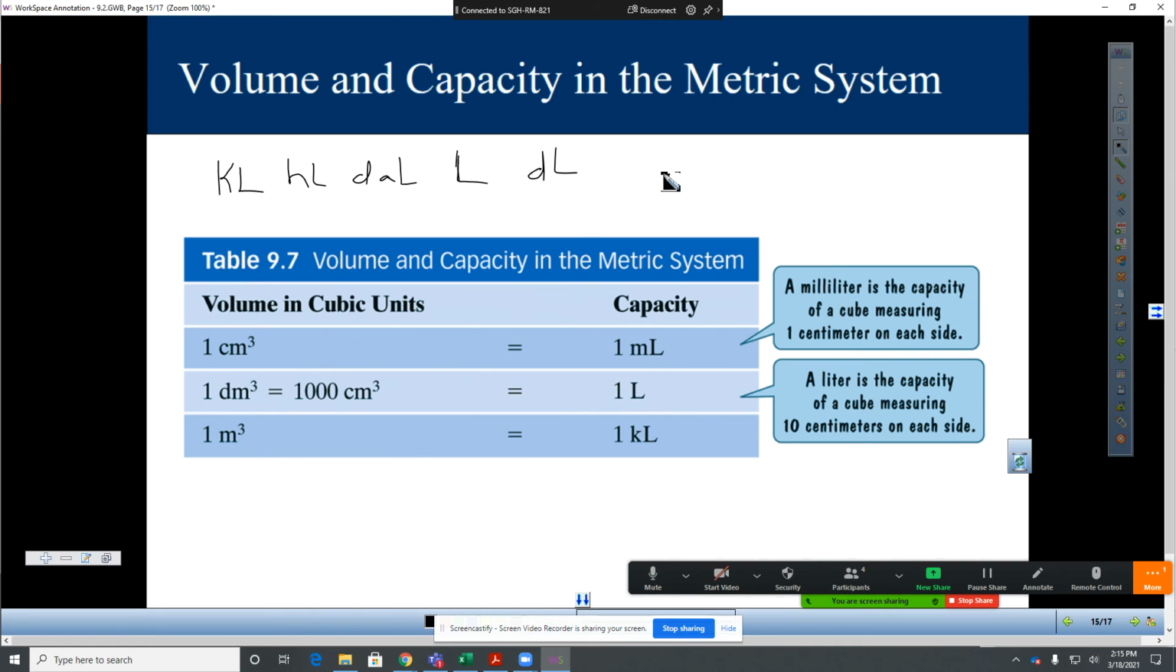Drinking chocolate milk. So the idea is the same. If I go from a kiloliter to deciliter, 1, 2, 3, 4 hops to the right. So I move the decimal 4 spots to the right.